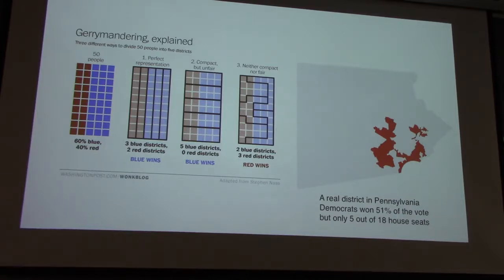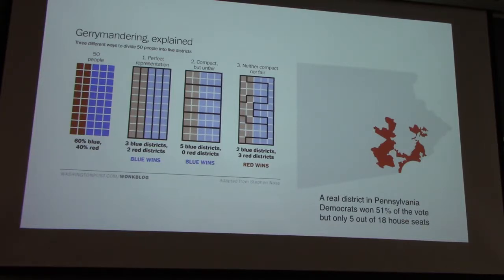And so here's a simple example on a square grid. We have three different ways to divide 50 people into five districts. We have 60% blue, 40% red. If we do slicing in this perfect representation, we have all reds in one cluster, all reds in the second cluster, and then three times all blue. So here blue wins. This is a special case, I would say, that's not very realistic.